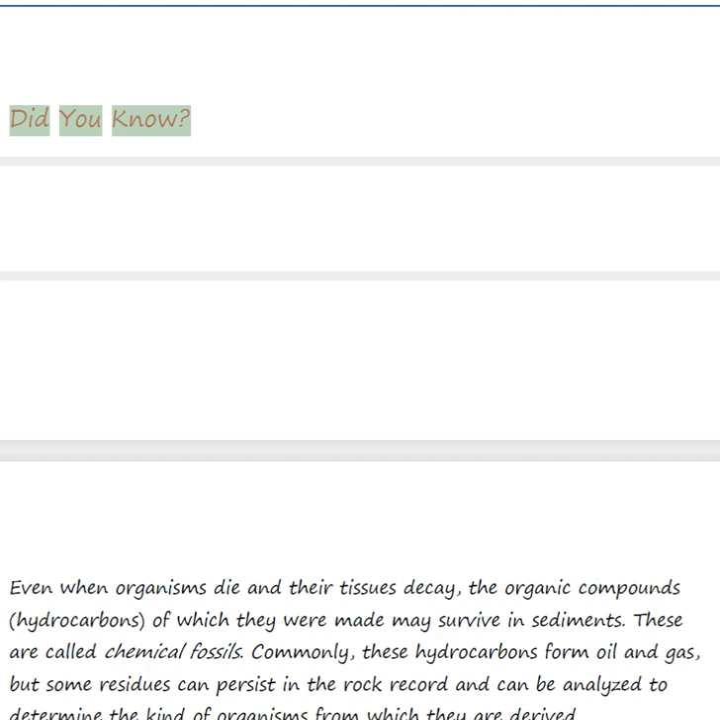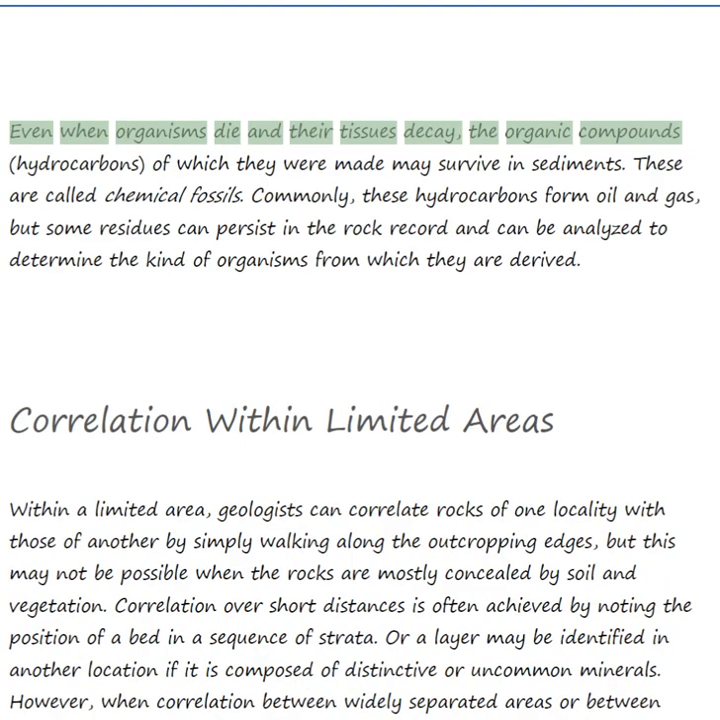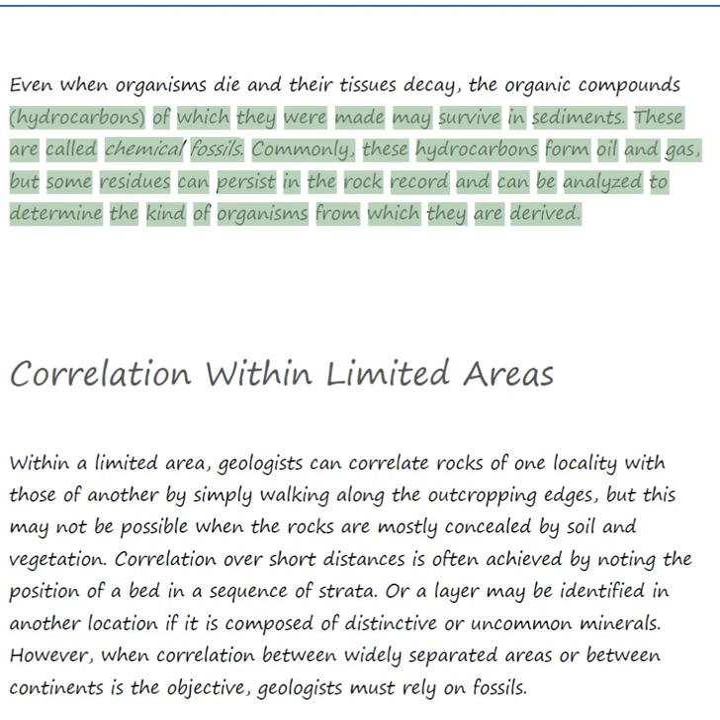Did you know? Even when organisms die and their tissues decay, the organic compounds of which they were made may survive in sediments. These are called chemical fossils. Commonly, these hydrocarbons form oil and gas, but some residues can persist in the rock record and can be analyzed to determine the kind of organisms from which they are derived.